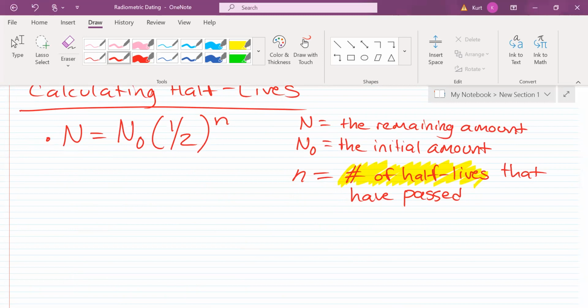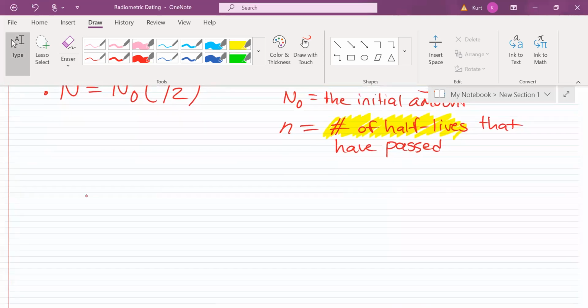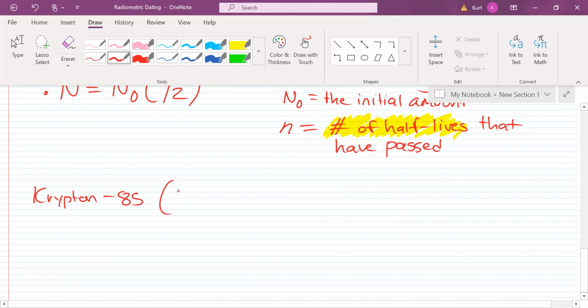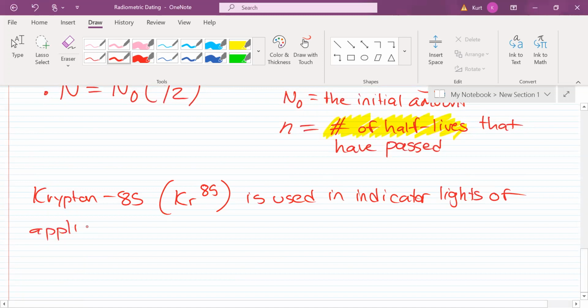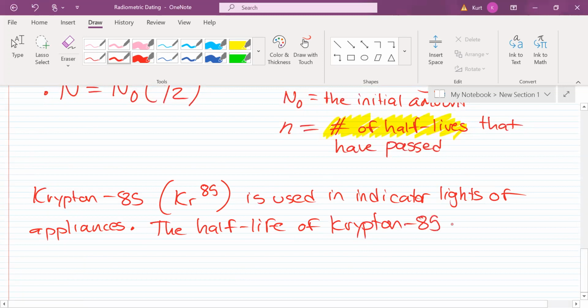So let's do a quick math equation. This is all from your PowerPoint. I'll break it down. You need to have a calculator out, so I'm going to write this out. Krypton 85 is used in indicator lights of appliances. The half-life of Krypton 85 is 11 years. So what that means is it takes 11 years for however much you have of Krypton 85 to decay into half of that amount.